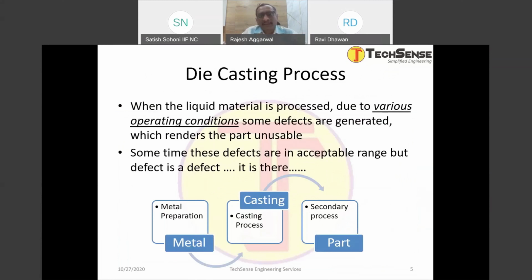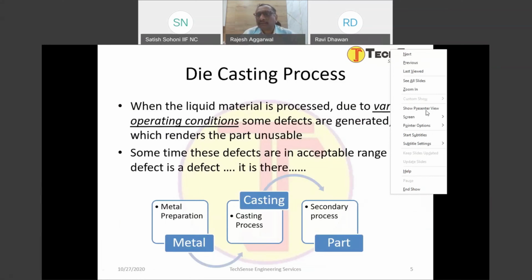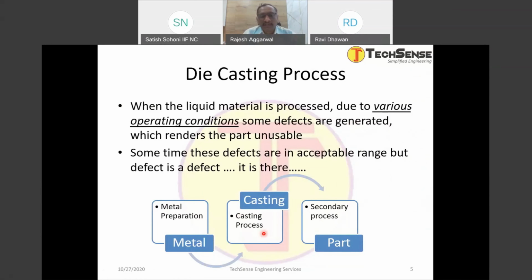So as a die casting process, when the liquid metal is processed and due to various operating conditions, some defects are generated, which renders the part unusable. Sometimes these defects are in acceptable range, but the defect is always there. So if you see the middle portion, the casting process is where the defects are generated.